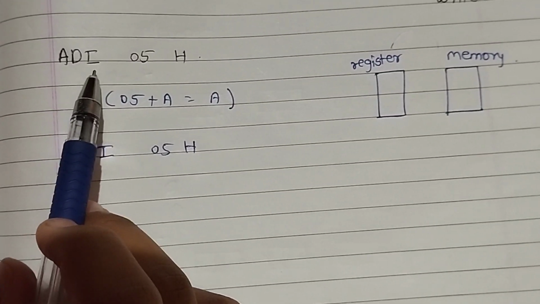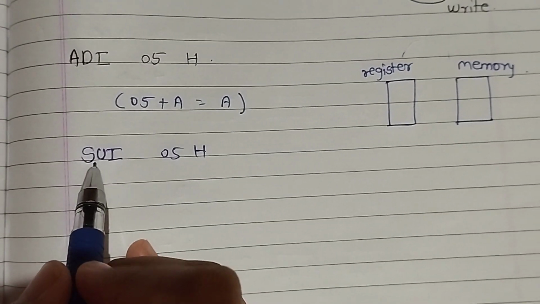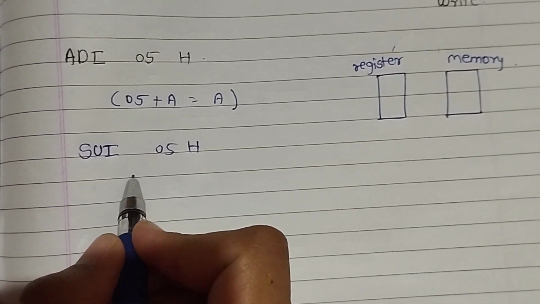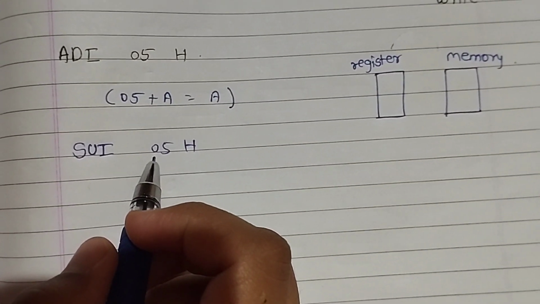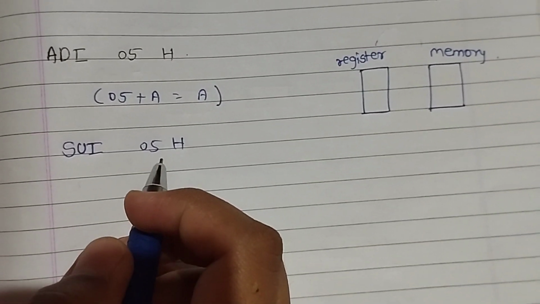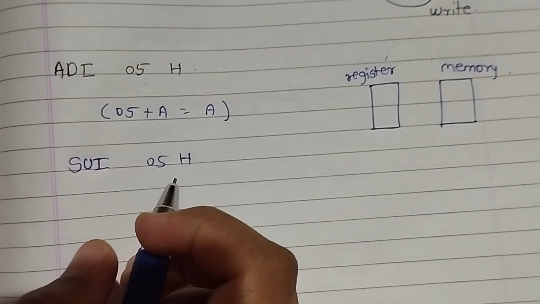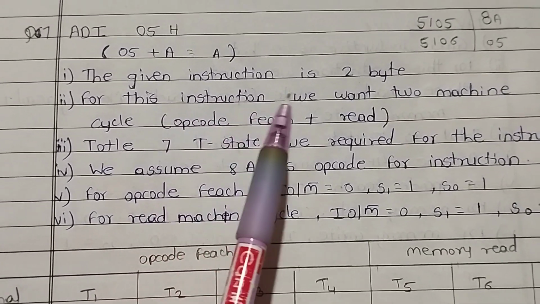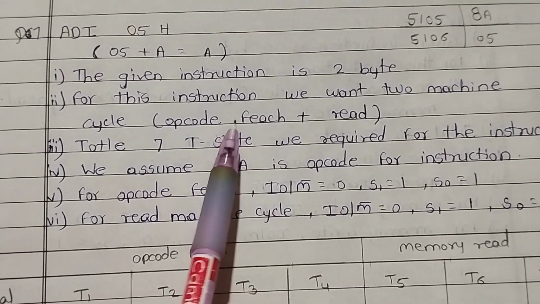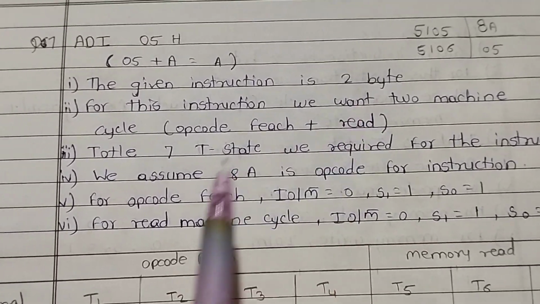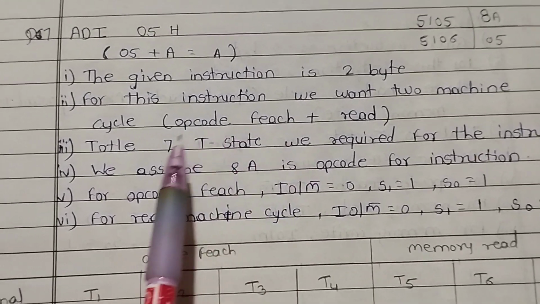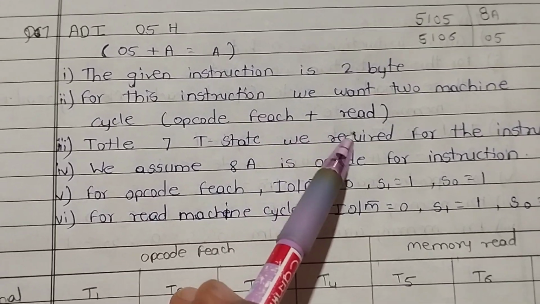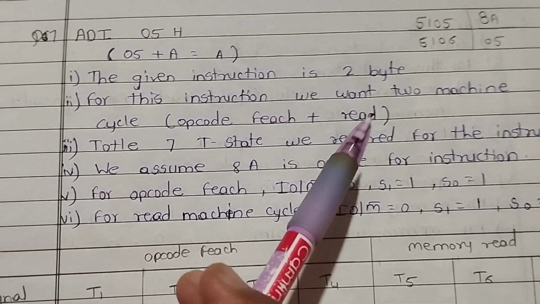This is how we perform the ADI 05 instruction. In the same way we perform SUI, which means subtract immediate. That time also we require only two machine cycles: one is opcode fetch and second is memory read. So the given instruction is 2 bytes. For this instruction we use two machine cycles, one is opcode fetch and second is read. We assume 8A is our opcode. We want a total of 7 T states, 4 for opcode fetch and 3 for the memory read machine cycle.